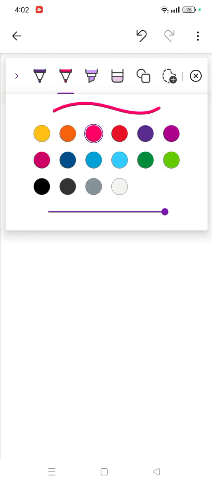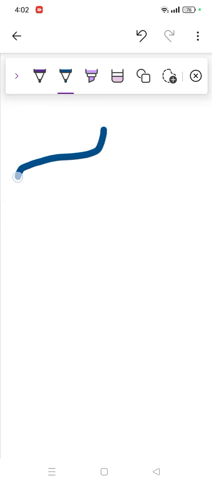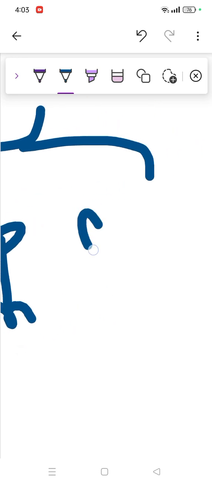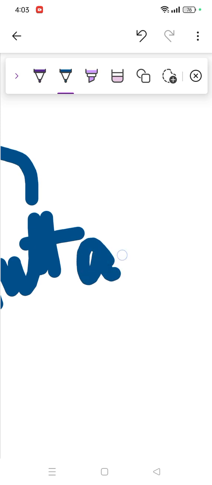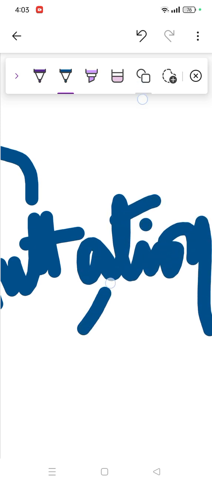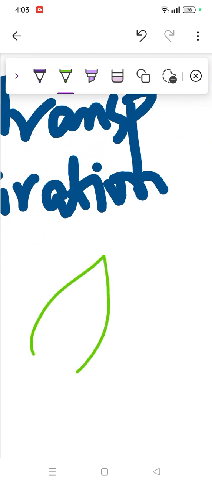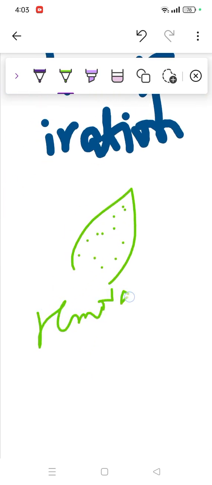Then comes another part, our exchange. We have two processes, transpiration and guttation. So what we'll see here: transpiration is simply the leaf helping in removing water from the surface, so removal of water from their surface.